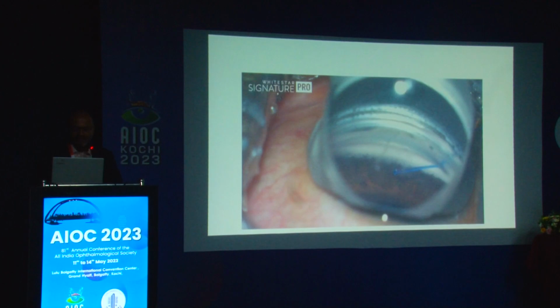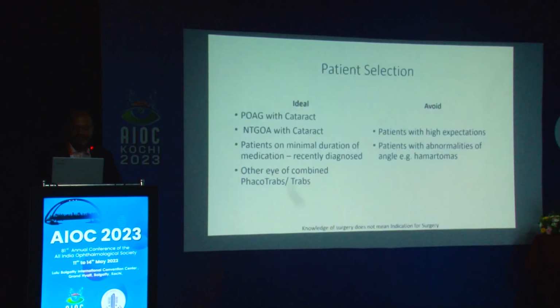Iris processes are extensive, and this is somewhere you don't see the exact features very clearly. So be very careful with such angles. The ideal patient would be a POAG patient with cataract. So you could do the cataract first or do the cataract later. Normal tension glaucoma with cataract also is okay.